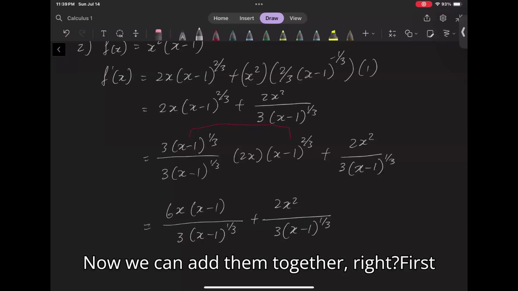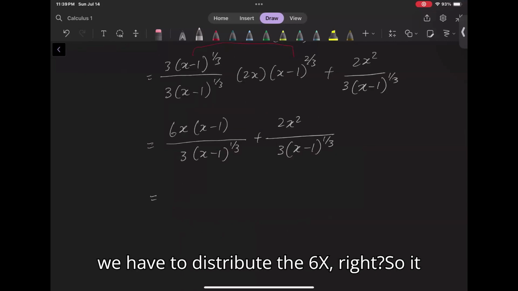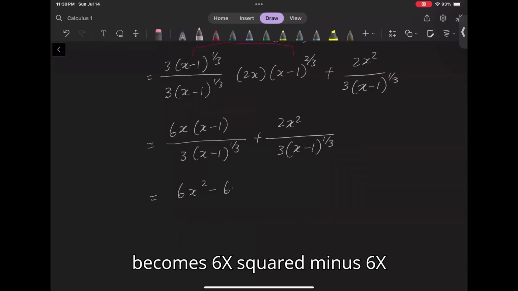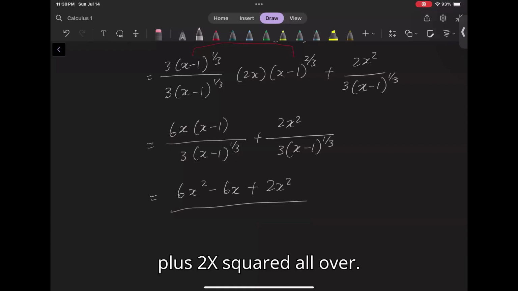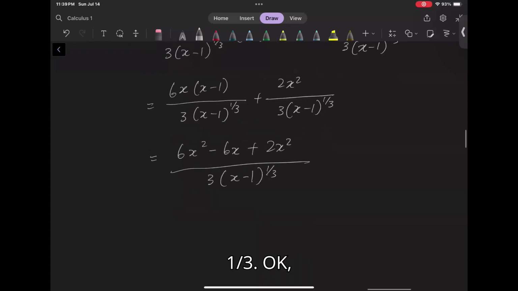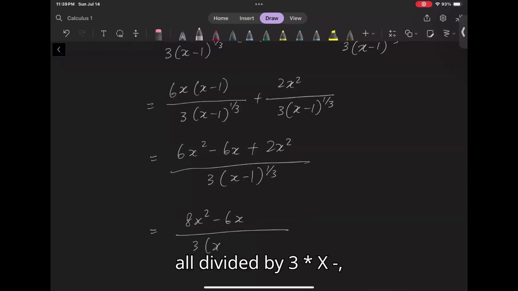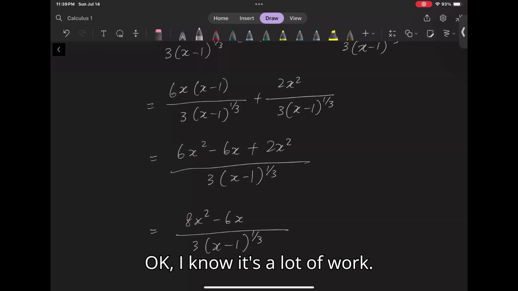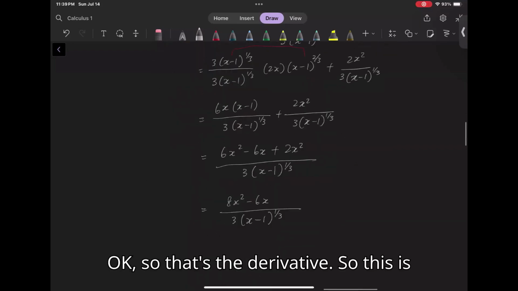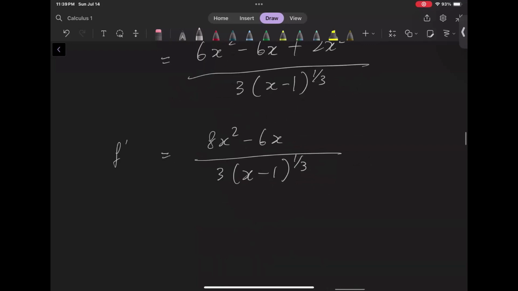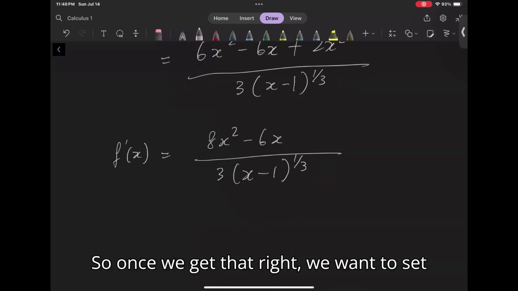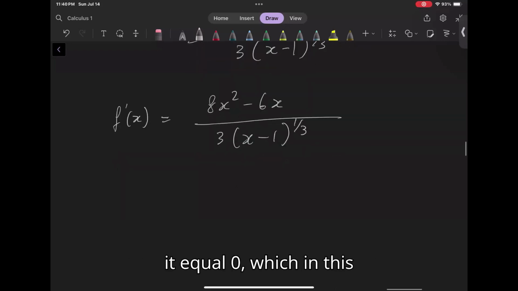Now we can add them together, right? First we have to distribute the 6x. So it becomes 6x squared minus 6x plus 2x squared, all over 3 times (x minus 1) to the 1/3. Okay, and then combine like terms again, we get 8x squared minus 6x all divided by 3 times (x minus 1) to the 1/3. Okay, I know it's a lot of work. So that's the derivative, this is f prime.